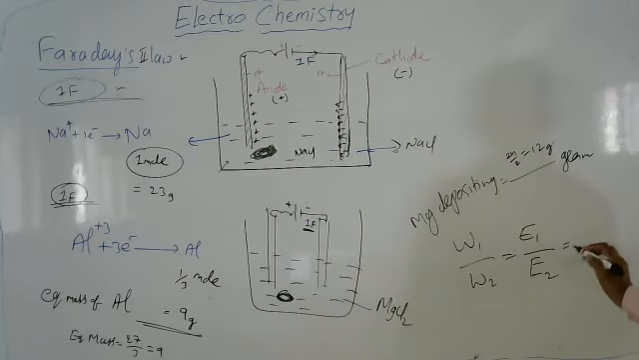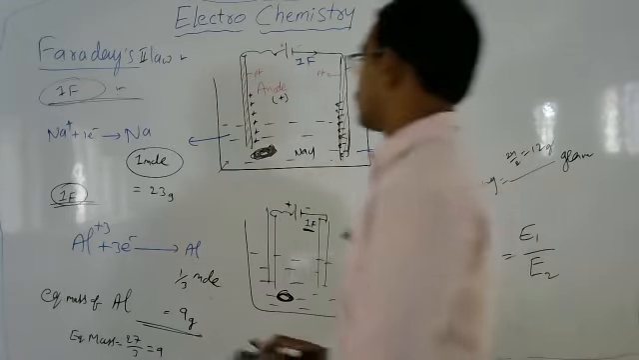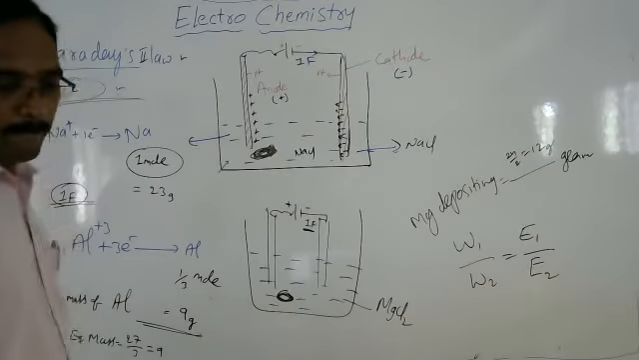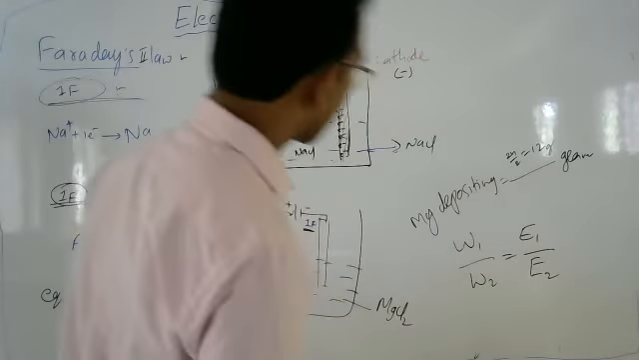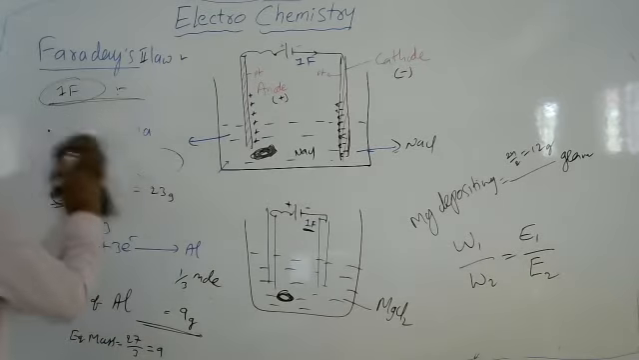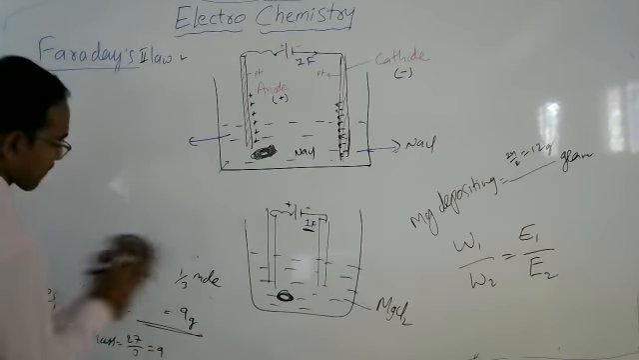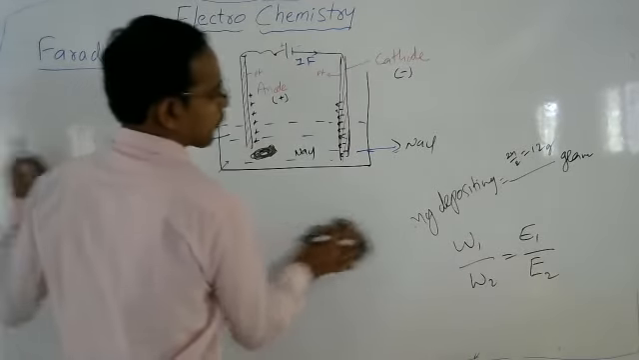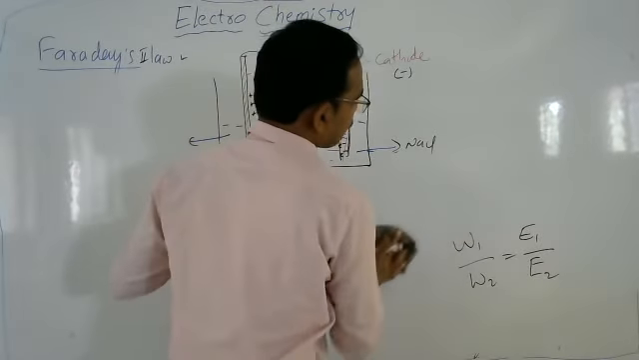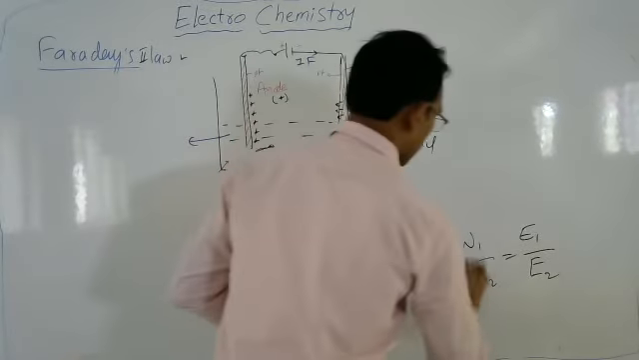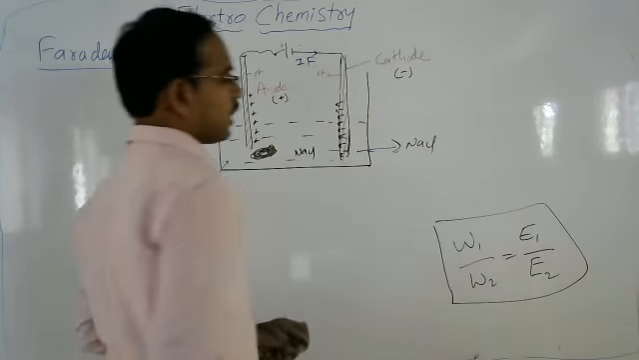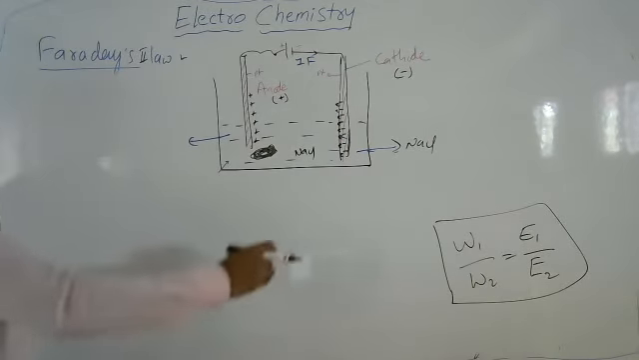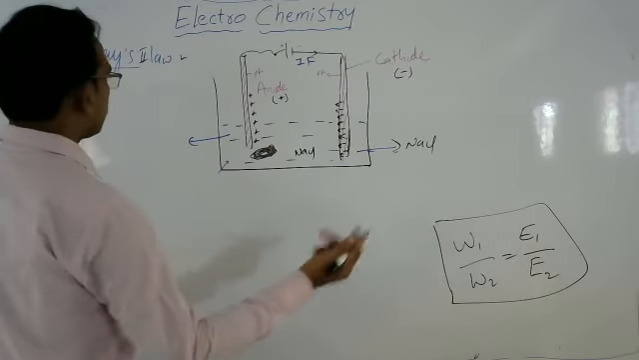Here you can continue. Okay, that's enough. So now this is the final formula: W1 by W2 equal to E1 by E2. So how to solve the question? I will give one example here.